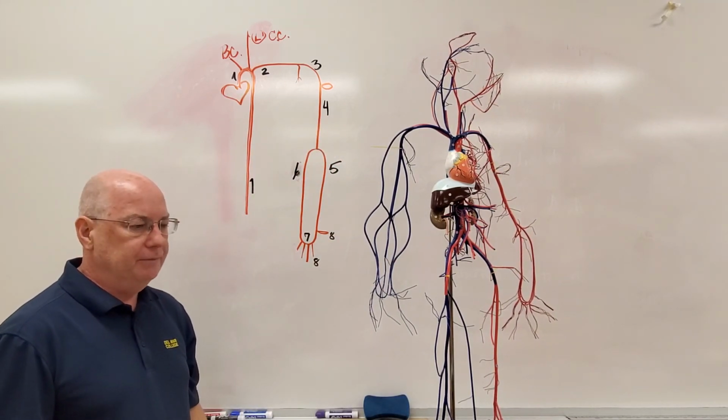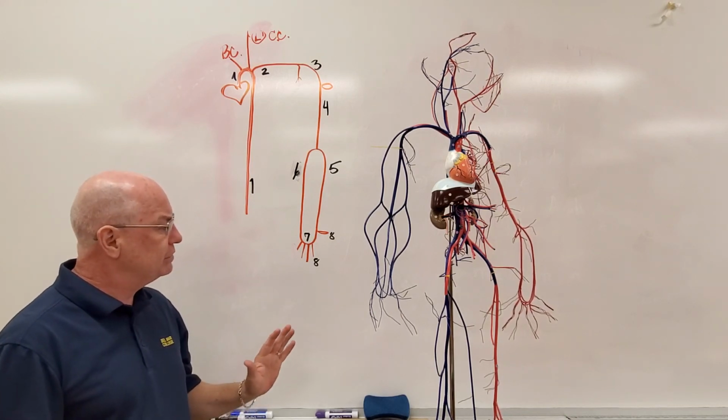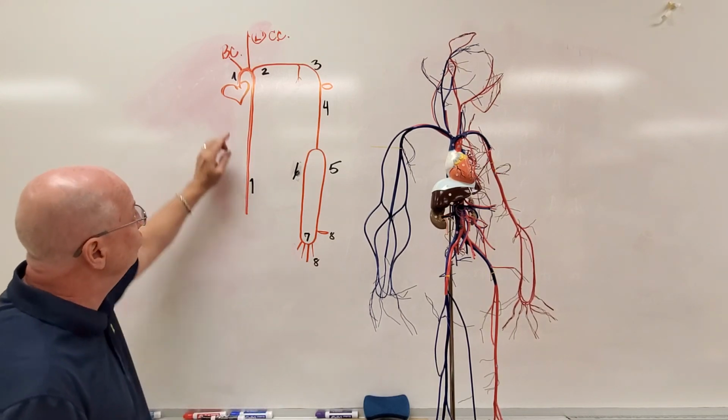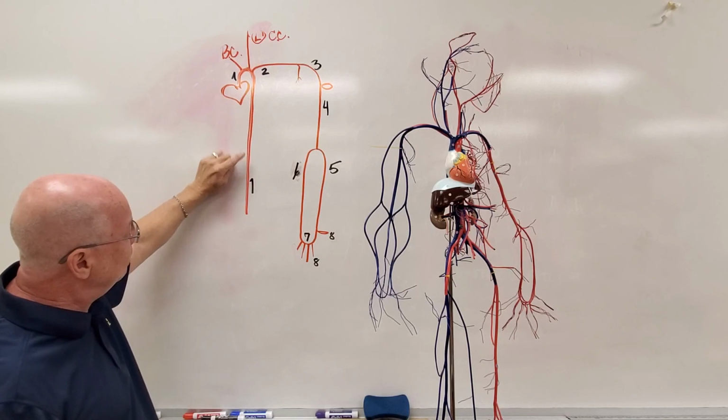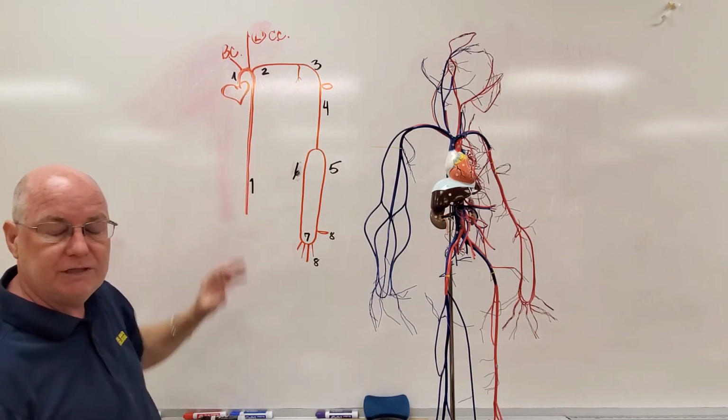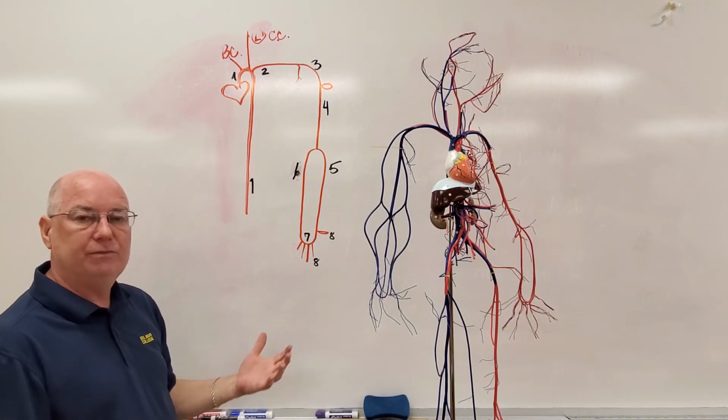So we're done with this set. What we're going to do next is we're going to follow the abdominal aorta down, and we're going to do the vessels that go to the abdomen in a similar fashion.